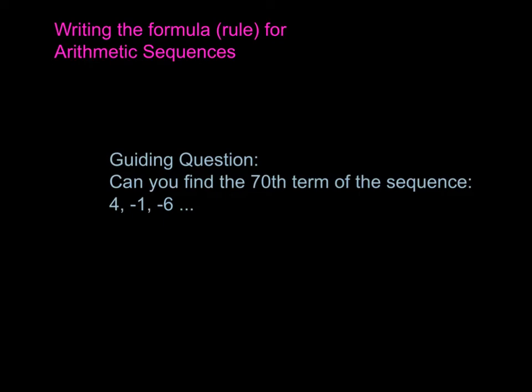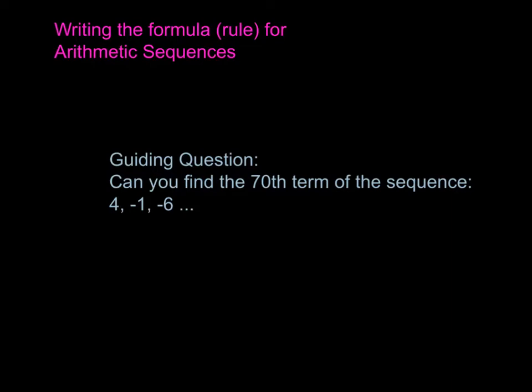Good morning. Here we're going to go through and write the formula now for an arithmetic sequence. So what we're going to use as our guiding question today is, can you find the 70th term of the sequence 4, -1, -6, so on and so forth? So what we want to do is find out what the 70th term is.